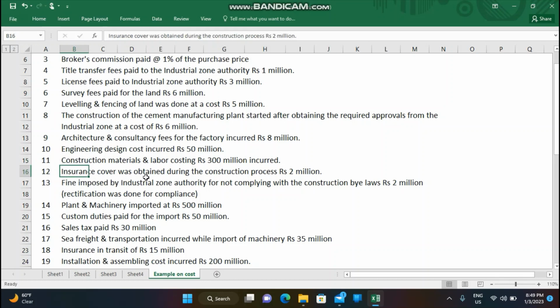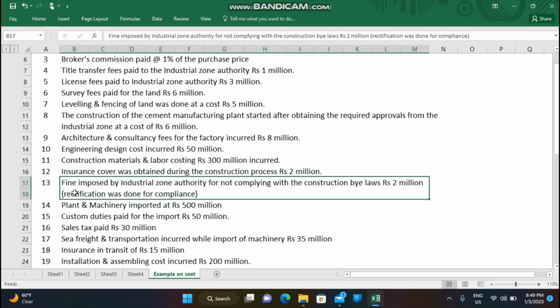Next is insurance cover obtained during the construction process, rupees 2 million. So when we were constructing the factory building, we obtained an insurance cover against any damage or theft or any calamity during the construction process, just to secure the whole process. For that, they paid rupees 2 million as insurance premium. So this will be a directly attributable cost, and it will be included in the cost of factory building.